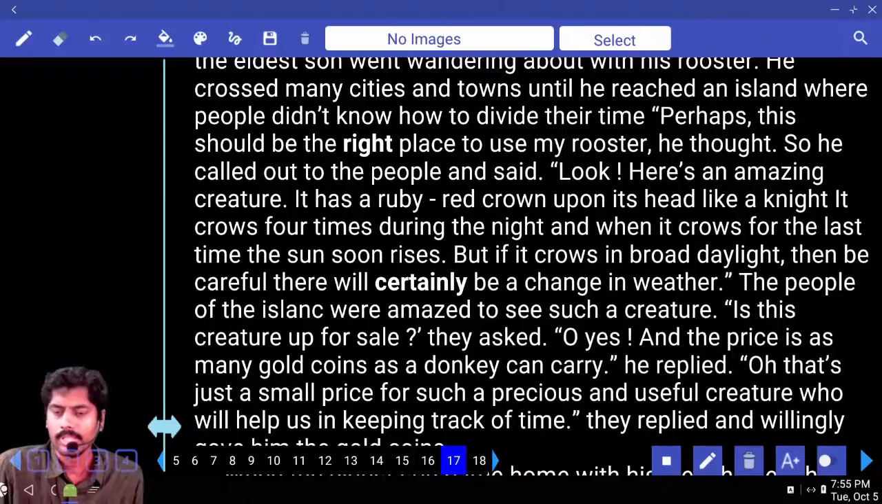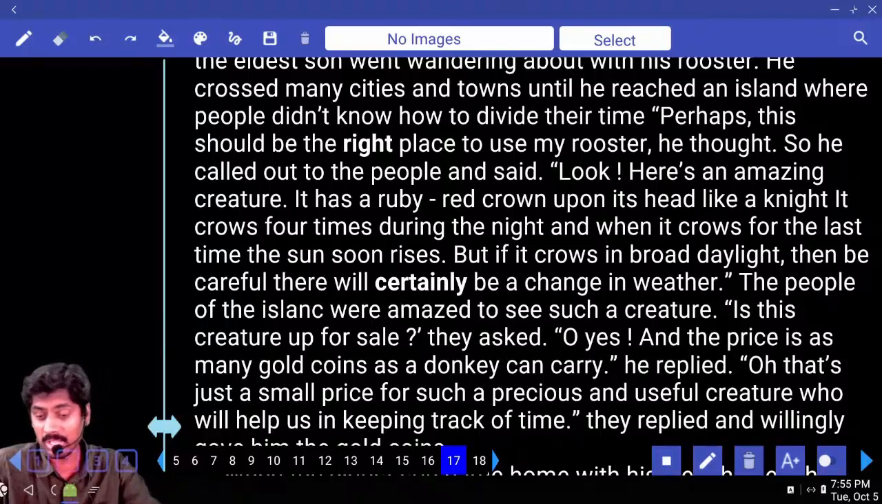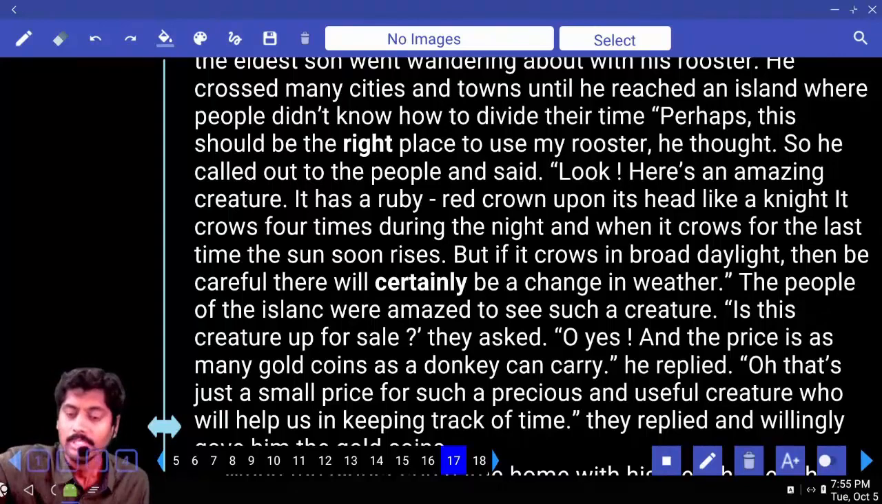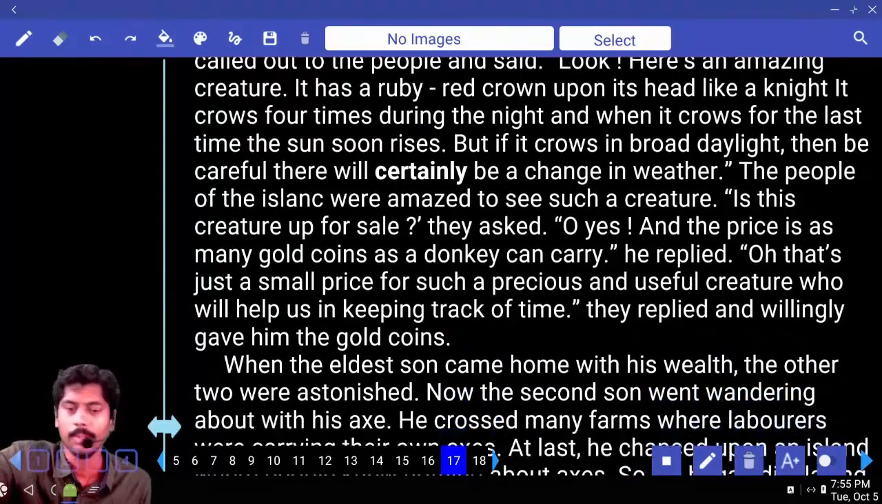Then the eldest son said, oh yes, the price is as many gold coins as a donkey can carry. So donkey full of gold coins I need, then I will give this rooster. He replied, oh, that's a small price for such a precious, useful creature. What do these island people tell? So you are asking very less money, this donkey full of golden coins, we are ready to give for that useful creature called rooster. Who will help us in keeping track of time? They replied and willingly gave him the gold coins.